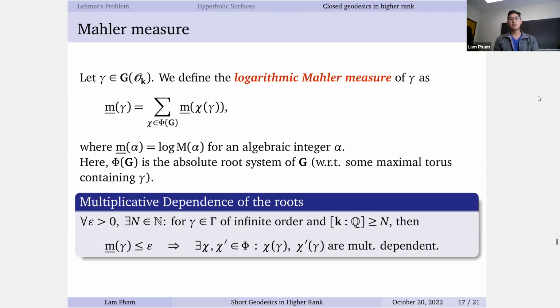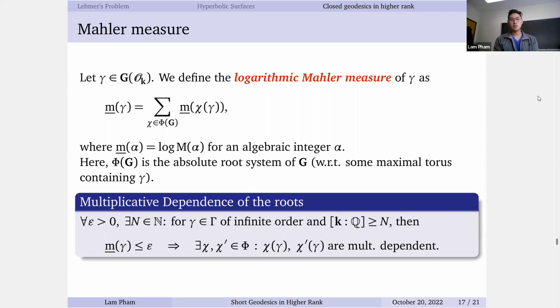Now, here's the main technical observation of this paper. It's to observe that when you have the length of a closed geodesic, which is built up from this root system, actually some pieces of this length are related to one another. So we have the following result.